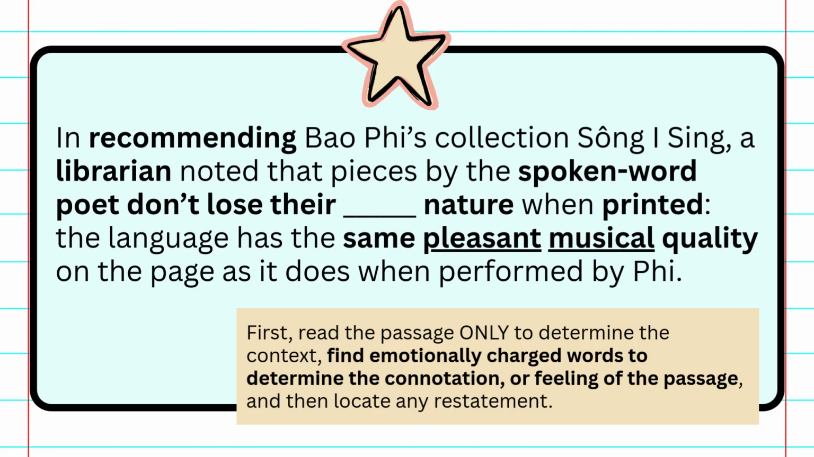Next, I need to check the connotation of any emotional words that stand out. Before I move on past the blank, the word "recommending" stands out to me as a positive word. The librarian would not be recommending something unless they have had a positive experience with it. Then I notice the phrase "same pleasant musical quality." The word "pleasant" definitely lets me know that this passage has a positive vibe.